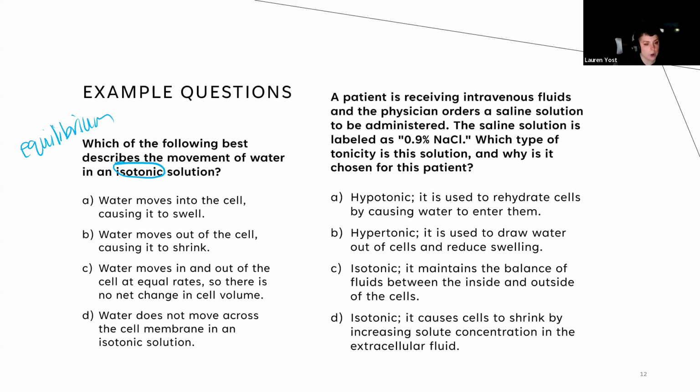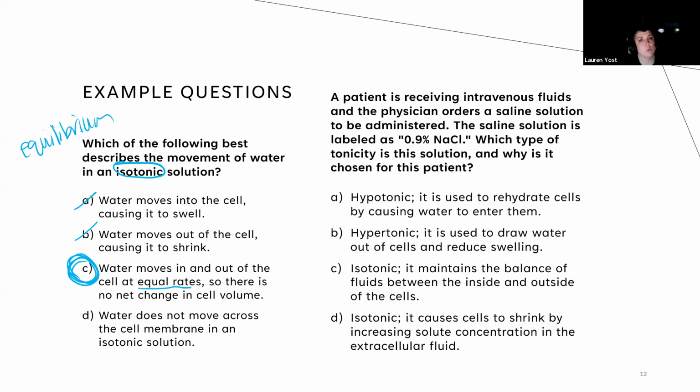So what are our choices? Water moves into the cell, causing it to swell. No, because we're at equilibrium, we shouldn't be swelling or shrinking. So our next choice is water moves out of the cell, causing it to shrink. Again, we're maintaining equilibrium. We shouldn't be swelling or shrinking. Water moves in and out of the cell at equal rates. This is exactly what happens. It's going to be C, because it's never actually 100% perfect. The closest we can get to it is isotonic.